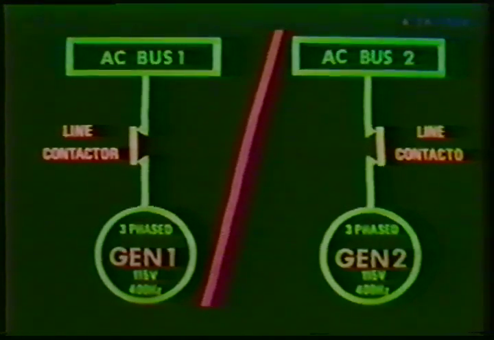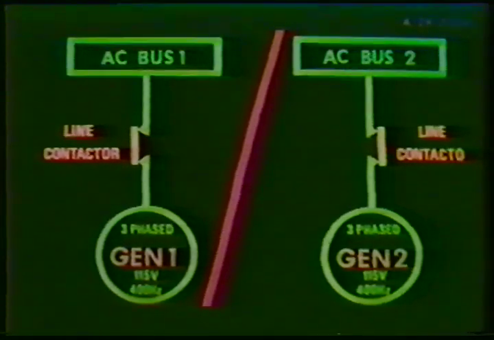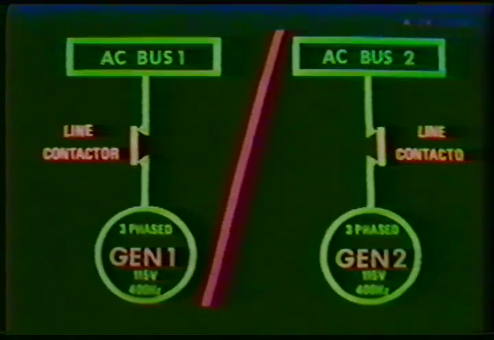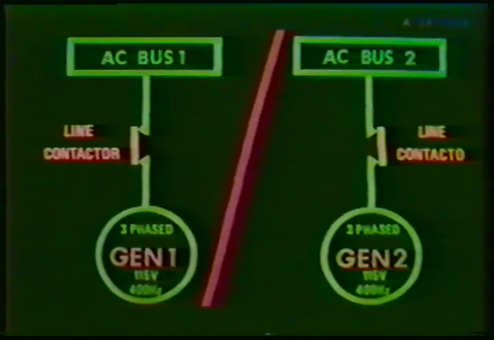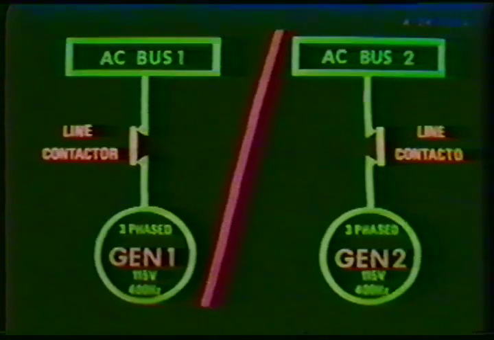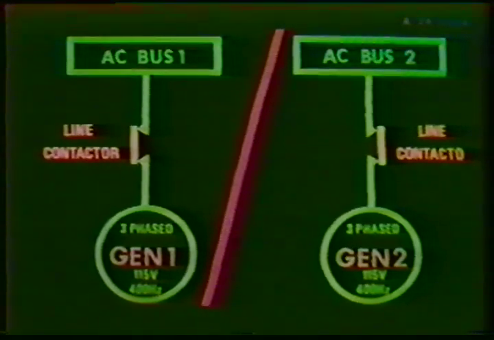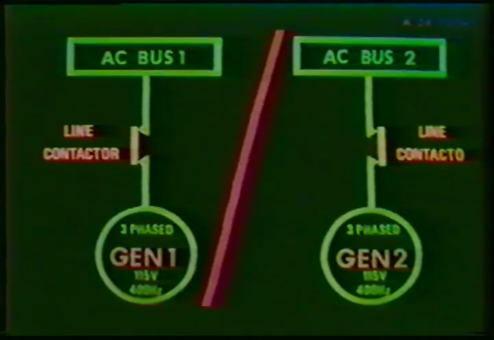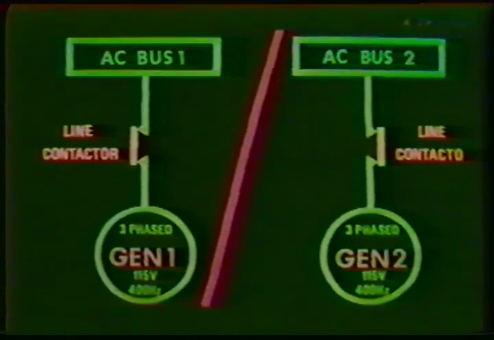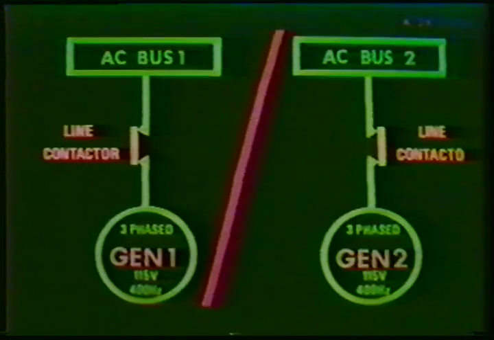This presentation will cover the electrical power system of the A300. Two engine-driven AC generators supply the primary power, each generator feeding its respective AC load bus with 115-volt, 400 hertz, three-phase AC power through a line contactor. Generator 1 to AC load bus number 1 and generator 2 to AC load bus number 2.